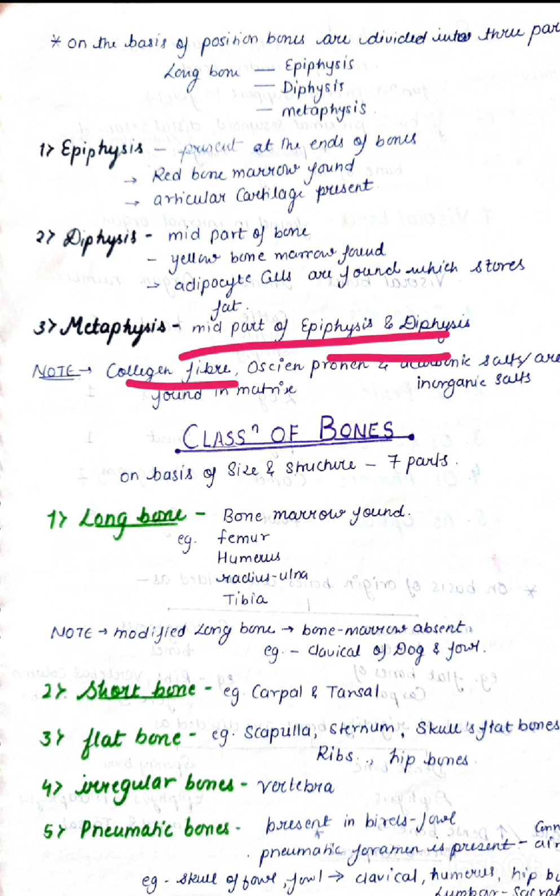Here the collagen fiber, ossein protein, and carbonate or inorganic salts are present, which are found in the matrix. Now we study the classification of the bones. The bones are classified into these types. First, on the basis of size and structure, they are divided into seven parts. First one is the long bone.